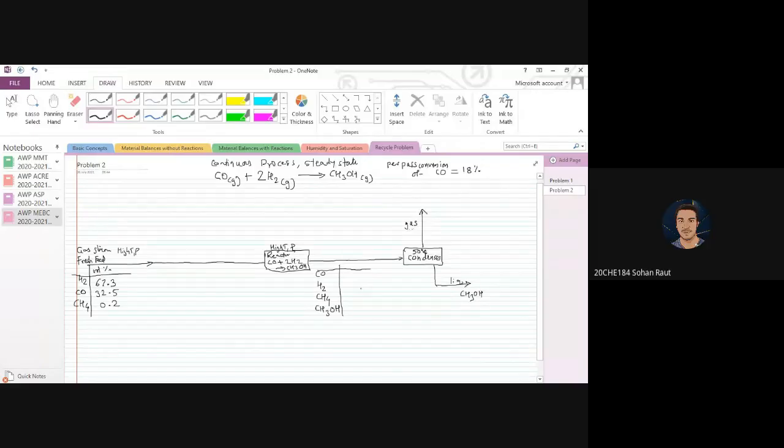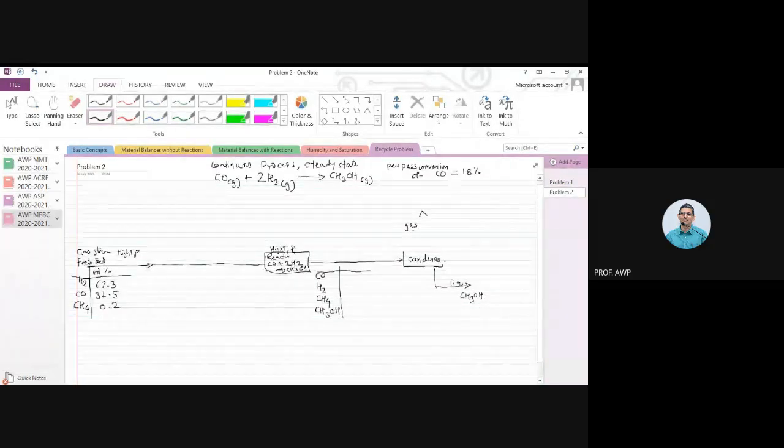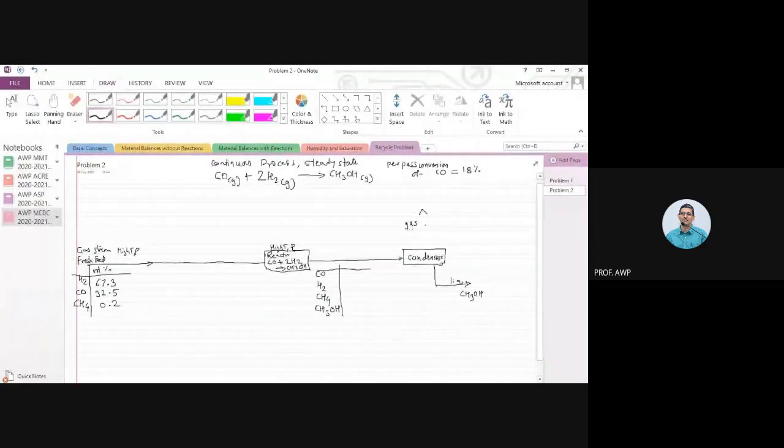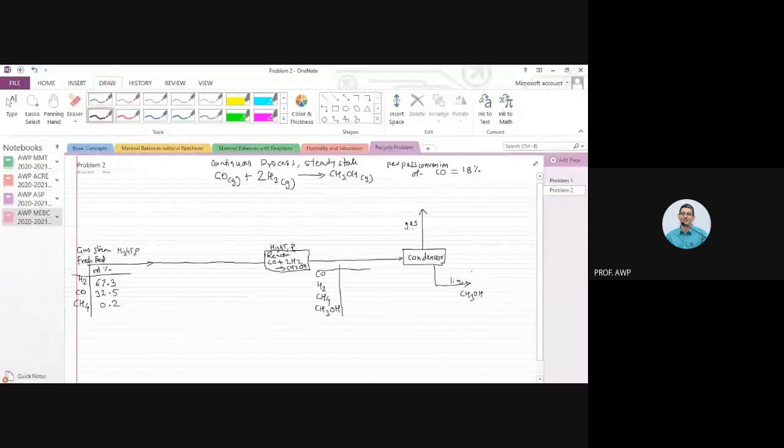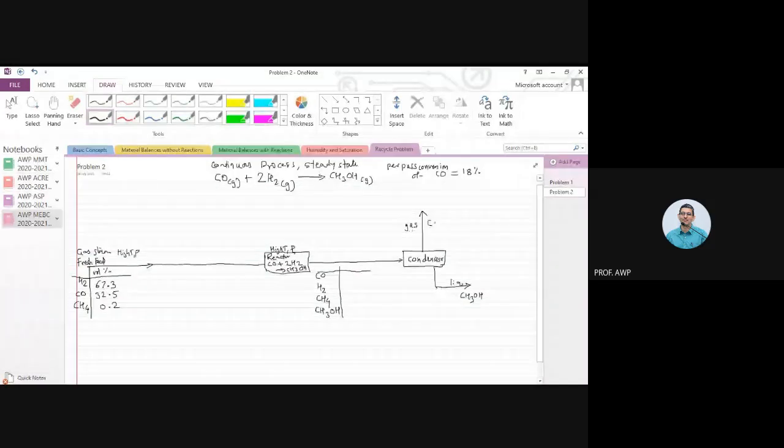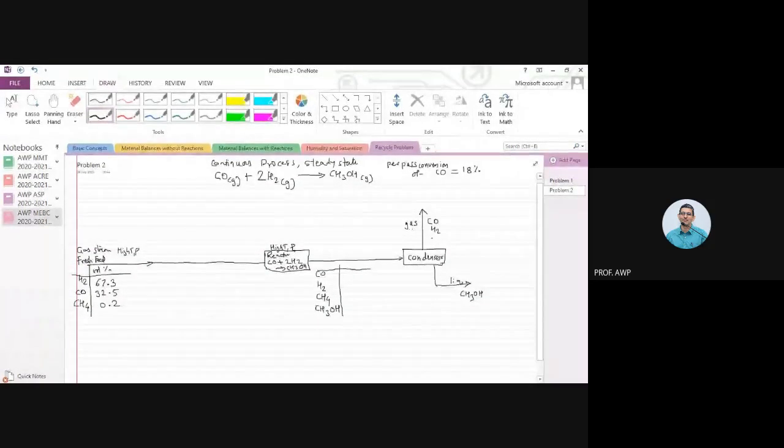It is equal to the vapor pressure of methanol. Equal to the vapor pressure of methanol at what temperature? 50 degrees Celsius. 50 degrees centigrade. Okay. So just to make your life simple, this is the reality. But just to make your life simple for the purpose of this problem, we are going to say all the methanol condenses in the condenser, and the gas stream going out has only carbon monoxide, hydrogen, and methane. There is no methanol there.